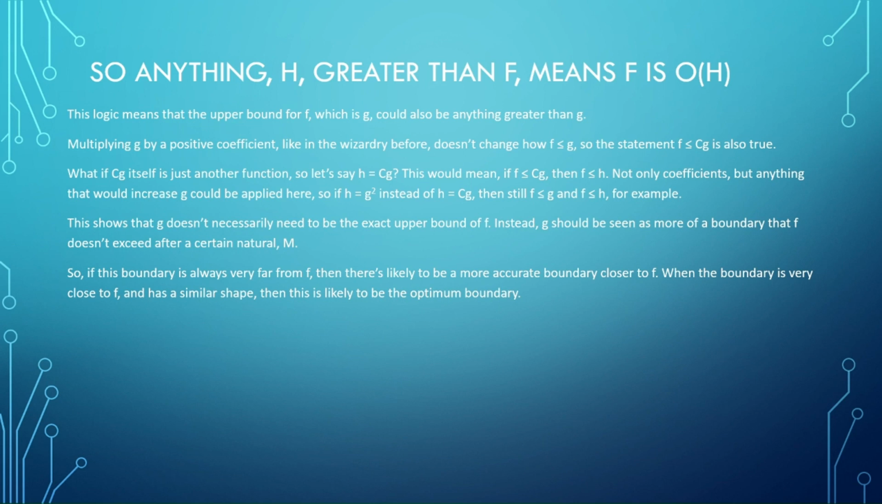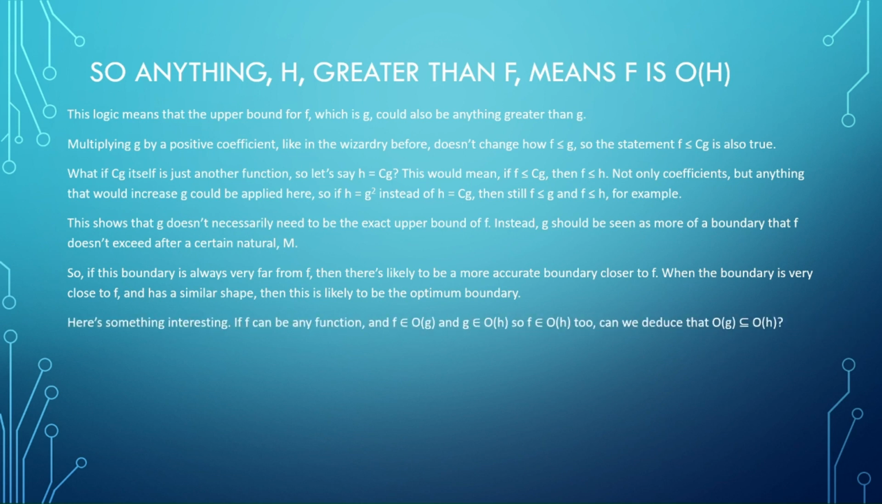So if we were to take maybe f of n equal to n squared, let's say, and g of n equal to n cubed, then n cubed might be quite far from n squared. So of course it would be an acceptable upper bound, but if we decrease g to n squared, then n squared is still an acceptable upper bound for n squared. In fact, they're equal. So n cubed might not be an optimal boundary, but it's still acceptable, whereas n squared may be an optimal boundary, and it's still acceptable.